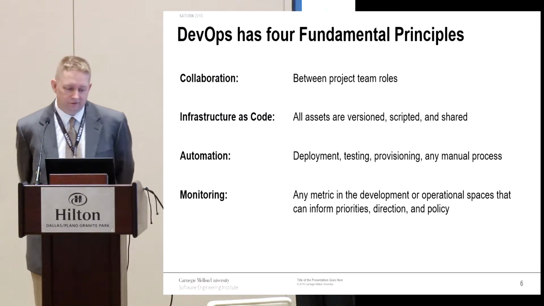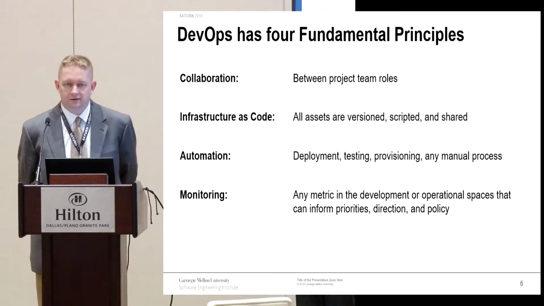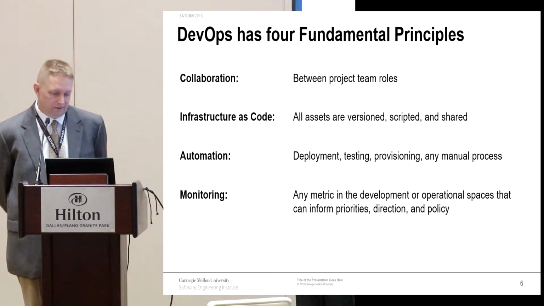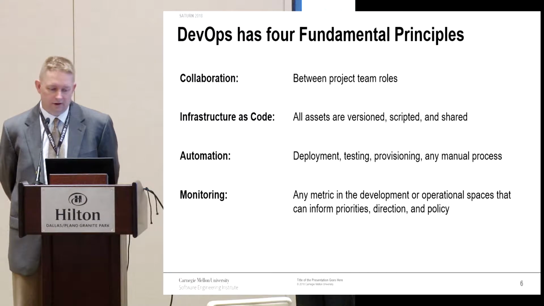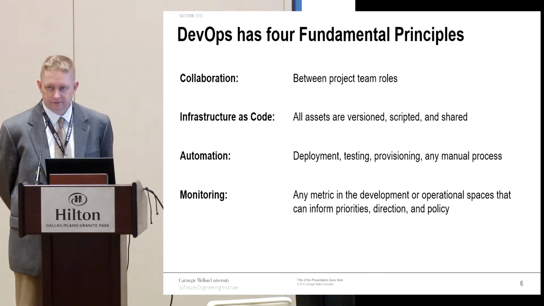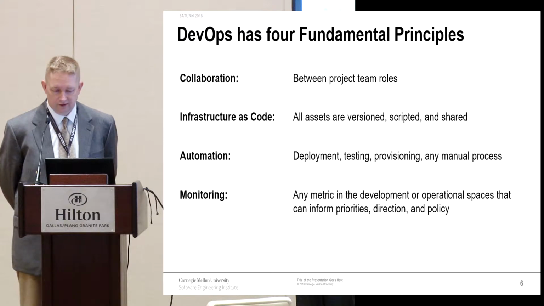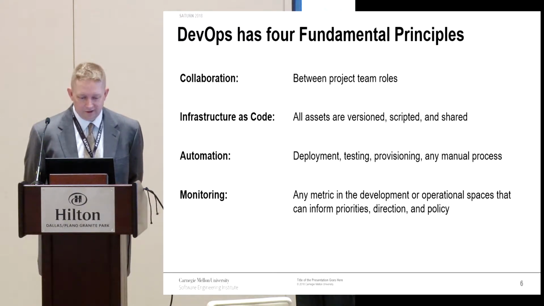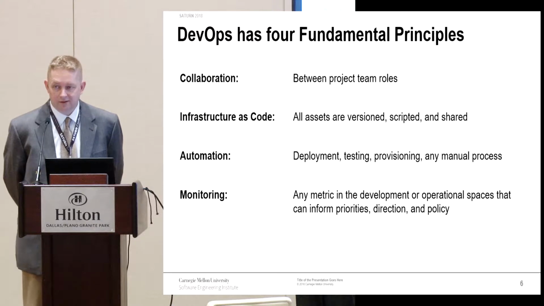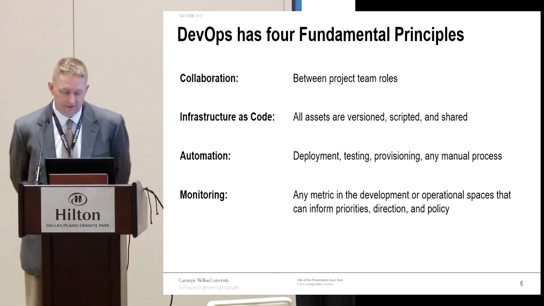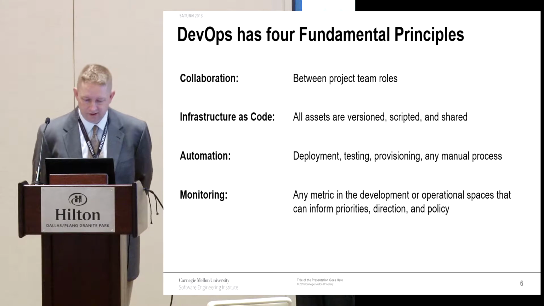So we outline the four fundamental principles of DevOps: collaboration, infrastructure as code, automation, and monitoring. Collaboration means between project teams and the various roles on those teams. Infrastructure as code is making sure that all of your assets, whether they're scripts or whatever your product is, are versioned and available to everyone, shared across your organization. Automation, this is what people typically think of when they think of DevOps: deployment, testing, provisioning, and any manual process that makes sense to automate. Monitoring, any metric in the development or operational space that can inform priorities, direction, and policy.